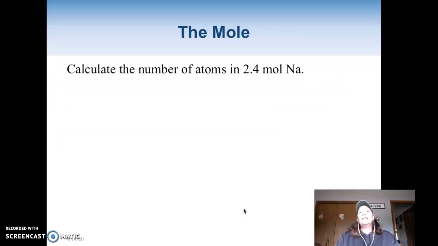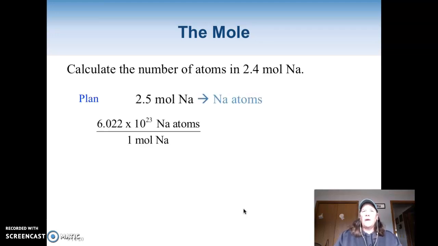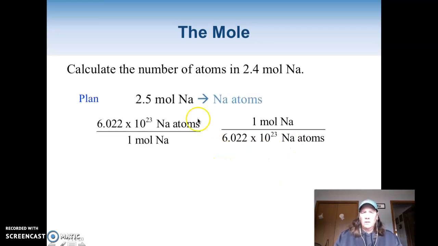Okay, so calculate the number of atoms in 2.4 moles of sodium. All right, so remember when we do these, we write down what we know. Now here it says 2.5 and here it says 2.4. Weird, right? Oh, now it went back to 2.4. I'll have to switch that. I didn't do that, you guys. Anyway, write down what you know: 2.4 moles of sodium.